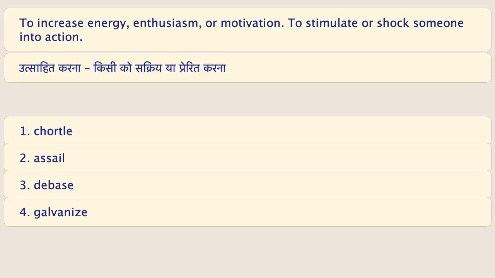To increase energy, enthusiasm, or motivation. To stimulate or shock someone into action. उत्साहित करना, किसी को सक्रिय या प्रेरित करना. Let us now consider the options for this question. Which of these words best corresponds to the provided definition?